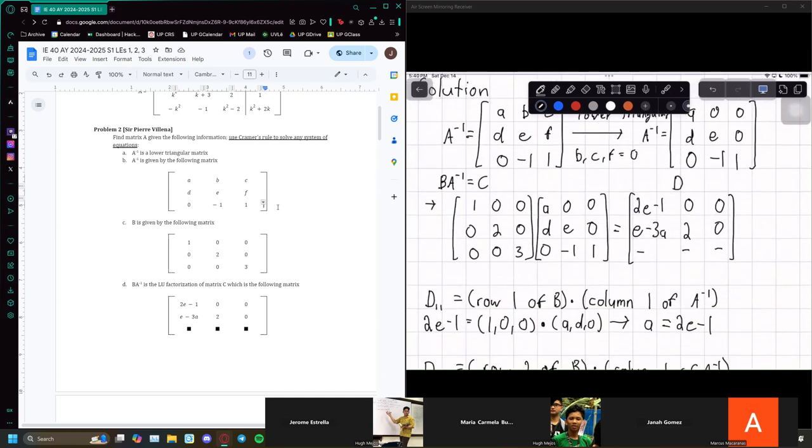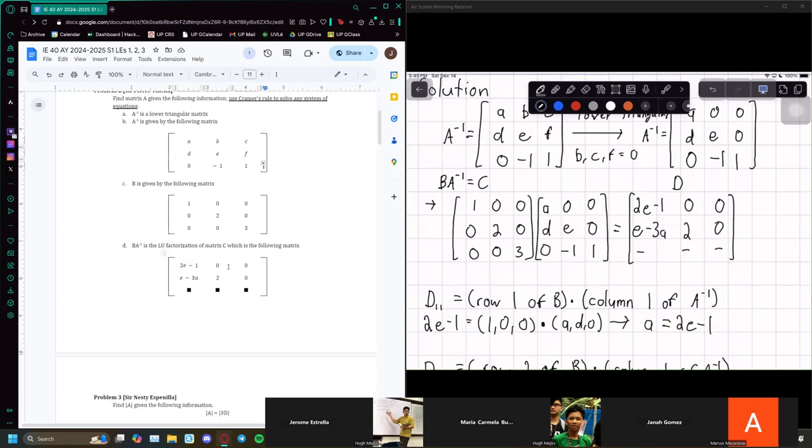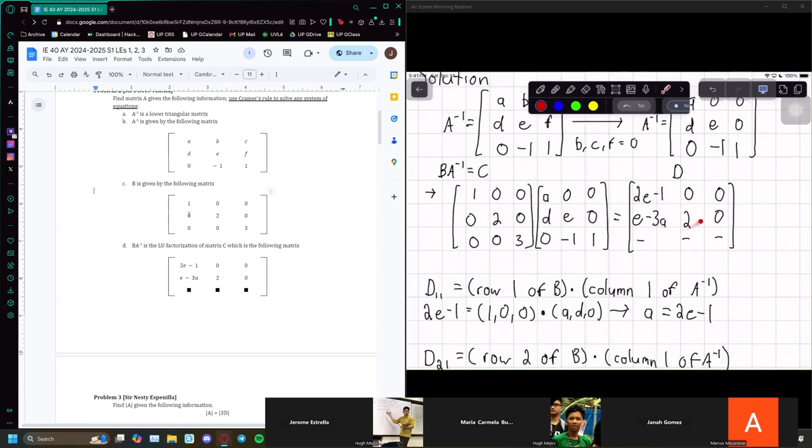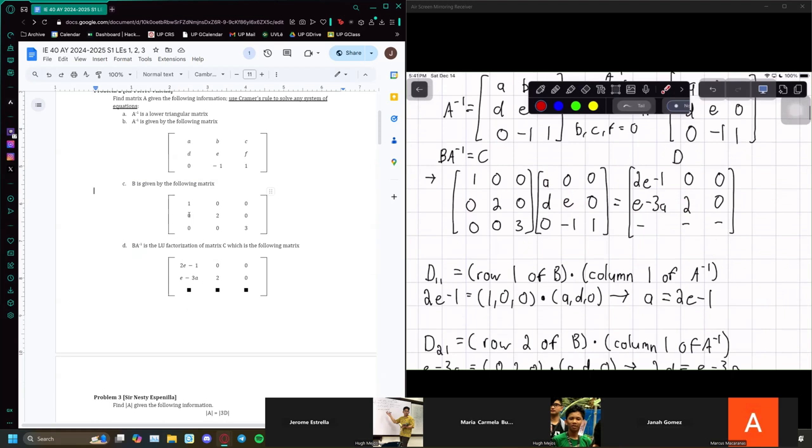And then they also tell us that B times the inverse of A is the LU factorization of this matrix, and they also give us B. So it's kind of straightforward: B times the inverse of A is equal to C. You can write it out like this. This is B, this is A, or what we know of A so far, and this is matrix C, or what we know of it.